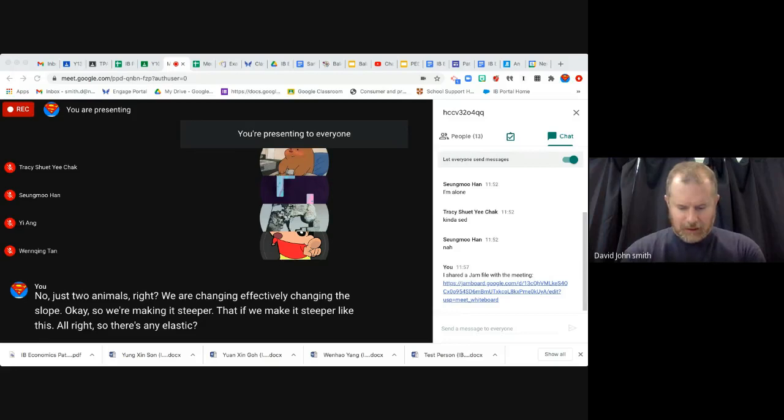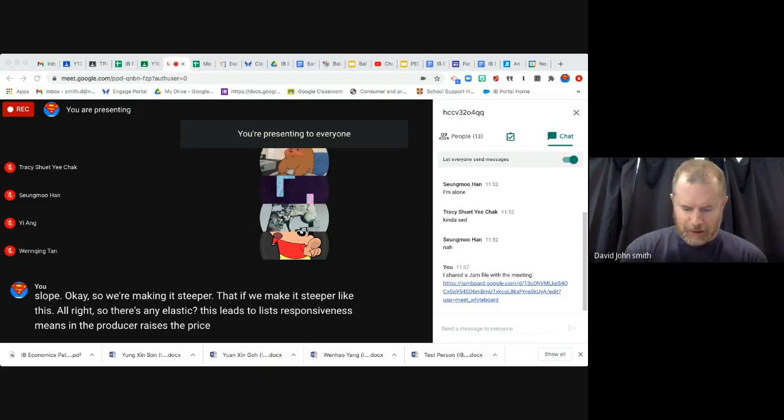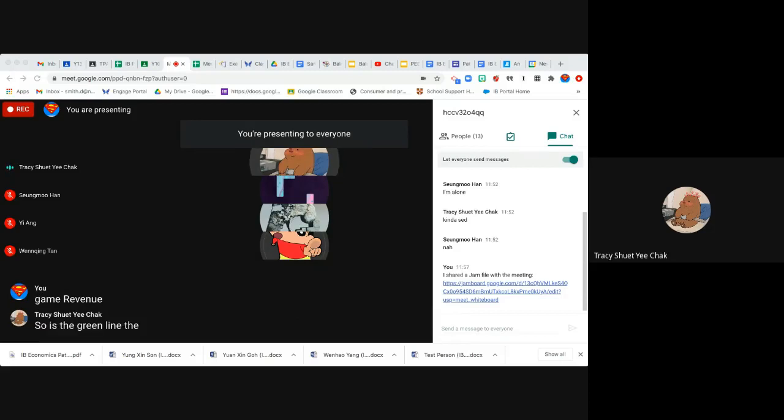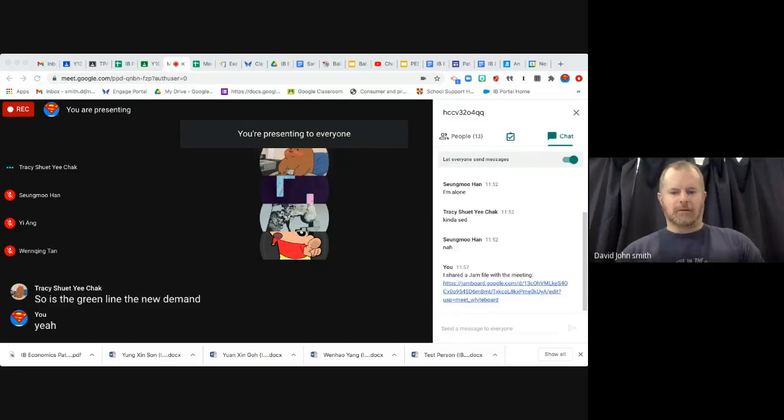this leads to less responsiveness. Which means when the producer raises the price, they gain revenue. Wait, Mr. David, so is the green line the new demand line then? Yes, it is. Okay. Change the color to blue. And make that bigger.